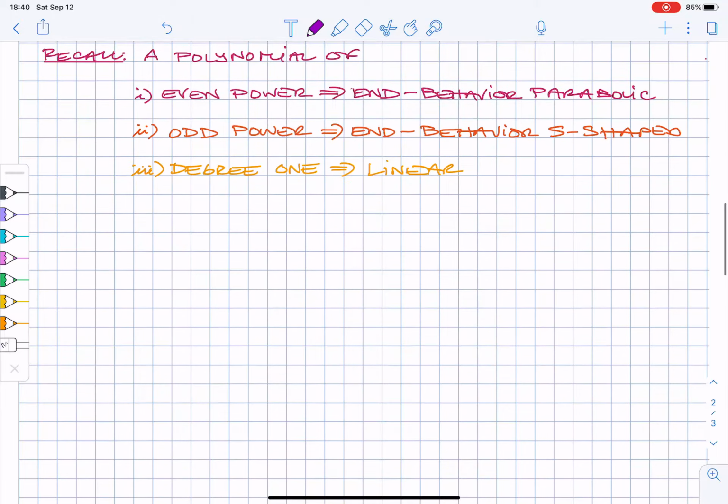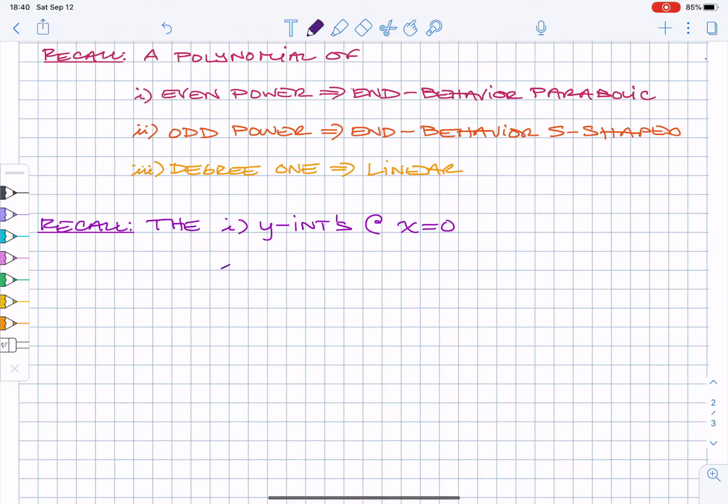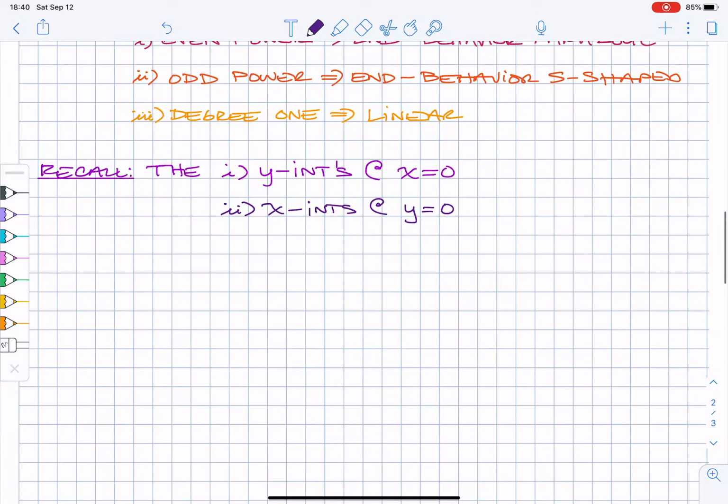Let's also recall, maybe I'll do this in purple, that the y-intercepts are at x equals 0, whereas the x-intercepts will be at y equals 0. Okay, so given all of that, let's note.